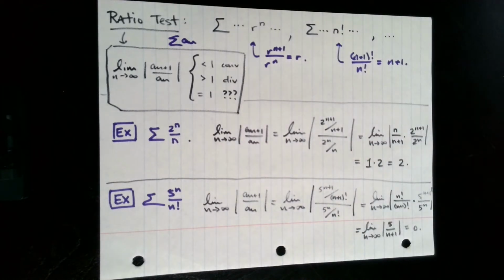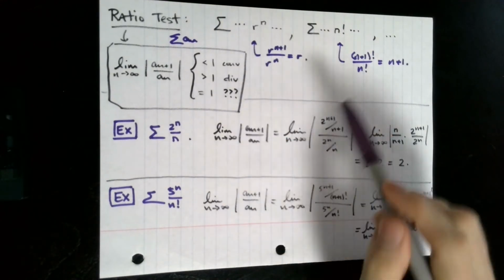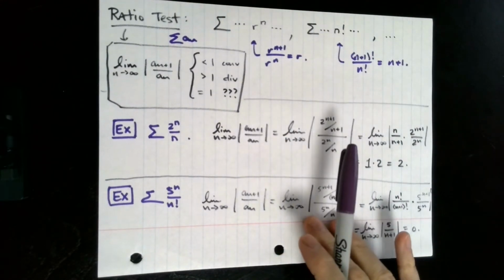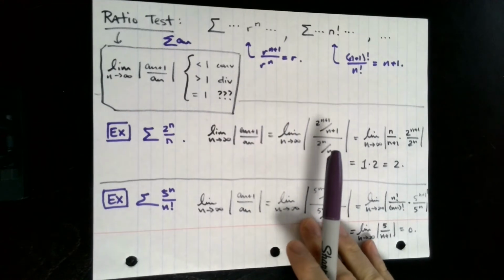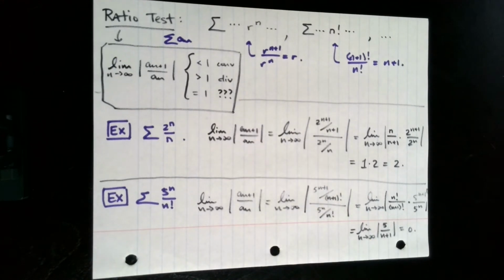Another type of series that works well, or another type of piece of a series you can be on the lookout for: just like you can be on the lookout for r to the n, you could also be on the lookout for factorials. Should your series involve a factorial, the ratio test works quite nicely as well.